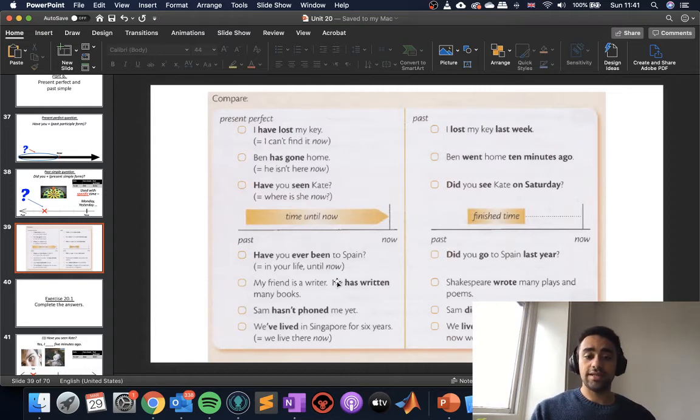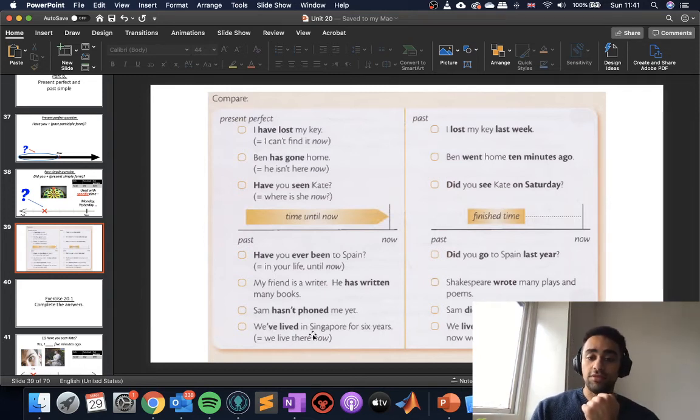My friend is a writer. He has written many books. So he has written many books, and he's still writing books. He is a writer. He's still alive. He's home now with the lockdown, so he has nothing else to do. In the past, Shakespeare wrote many plays and poems. So Shakespeare, in the past, he's done writing. He's not writing anything more because he is dead. So Shakespeare wrote something that happened and it was finished.